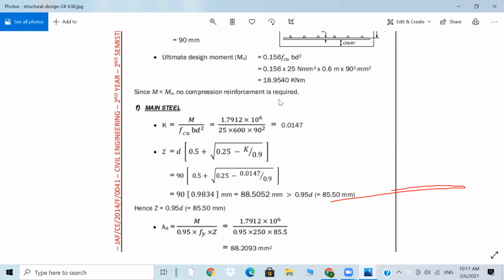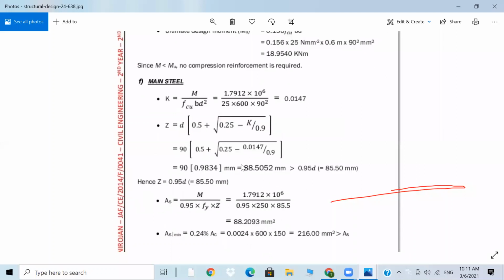So usually we don't allow the effective z lever arm to go beyond 0.95 times d. That is a code requirement. So since it is coming 88, we have to consider the 85.5 for the effective height. So this check always you need to do in the beam analysis as well. So the As is calculated as 88.20 millimeter squared per meter.